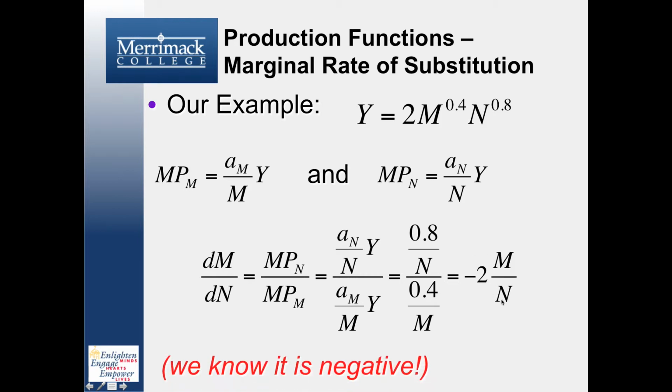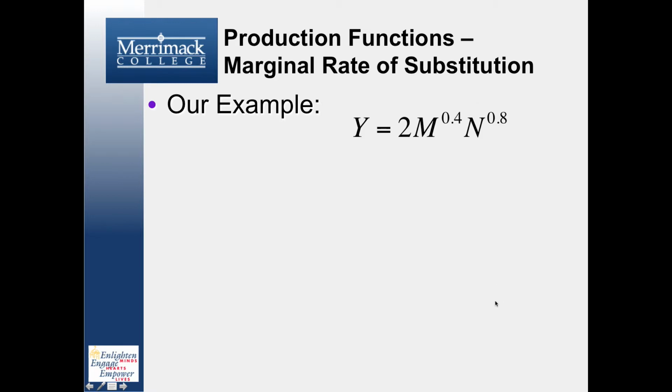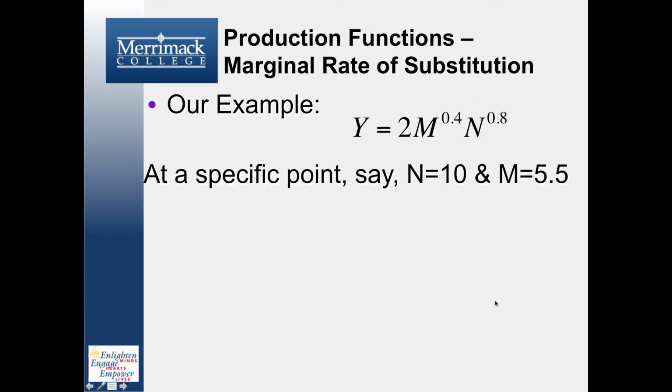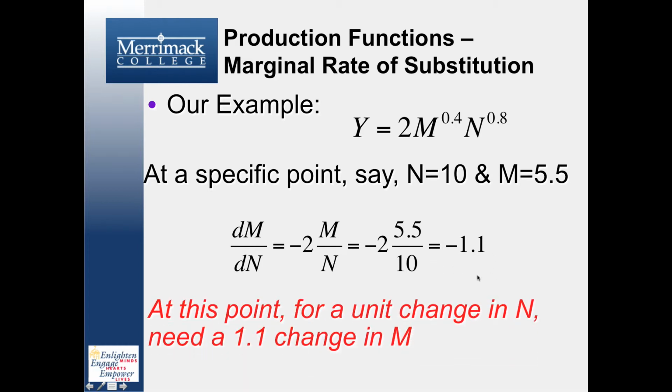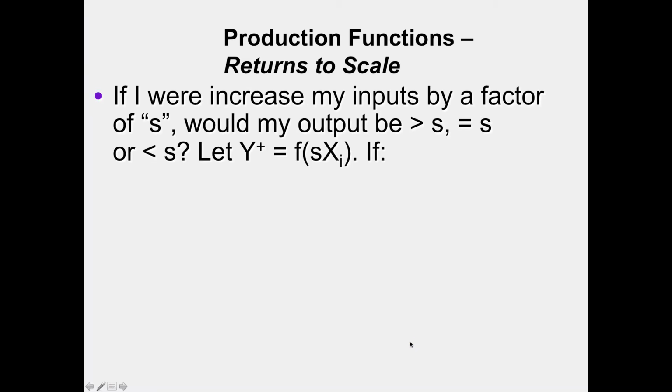And we know it's negative, right? We just looked at it. We saw that it was going to be a negative number. So if n is 10 and m is 5.5, for example, then the rate of substitution is minus 1.1. So for any unit change in n, we would need to expect a change of 1.1 in m to keep y constant.